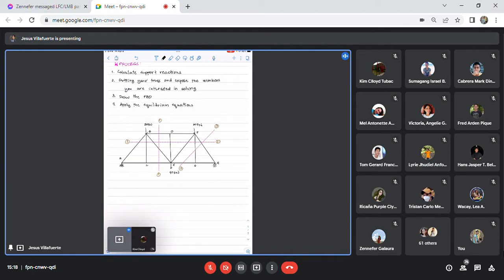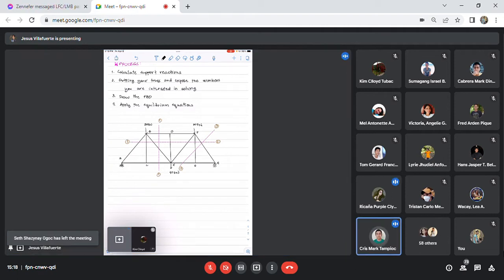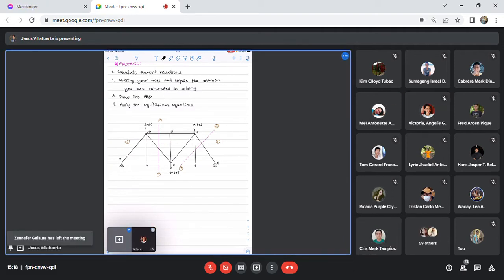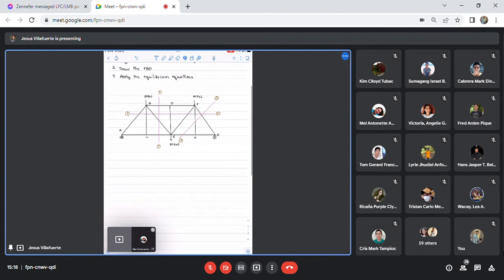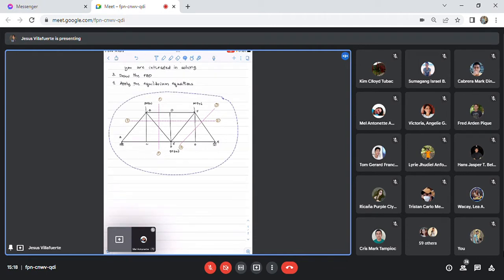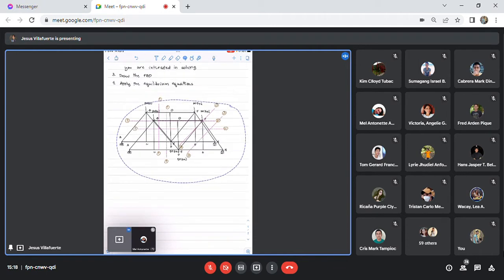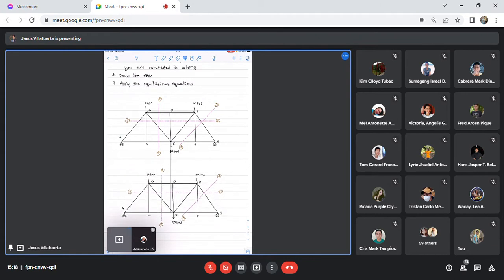By the way, what can you conclude about this truss based on the structure of the truss itself? Symmetrical, sir. Yes, it looks symmetrical, but it doesn't have dimensions yet. Let's just assume this is a symmetrical truss.